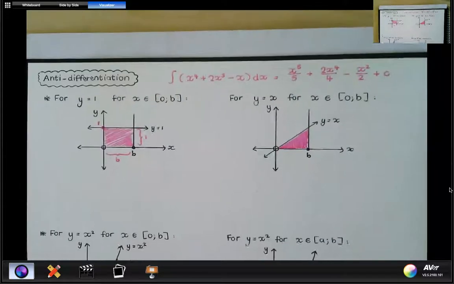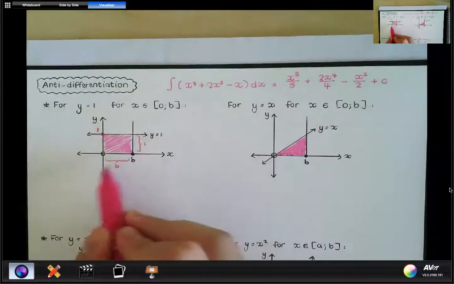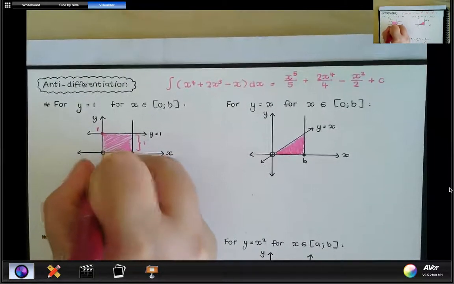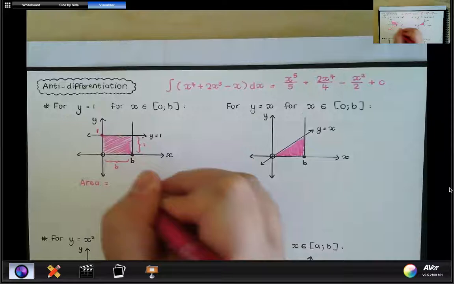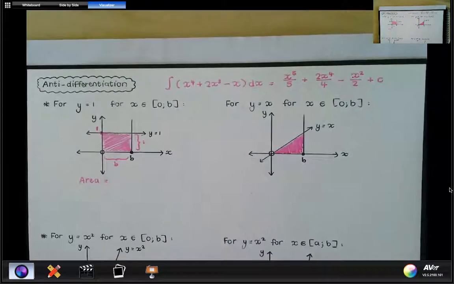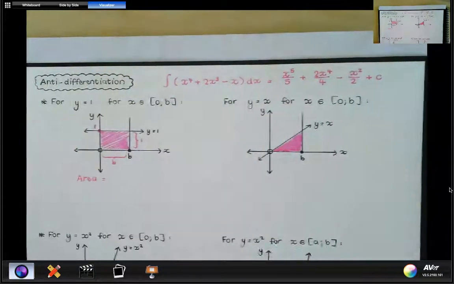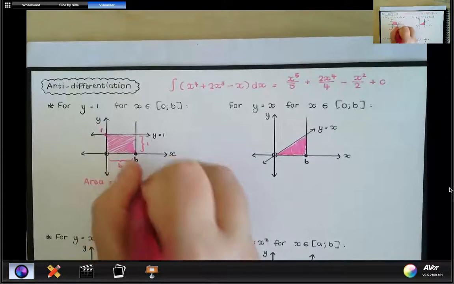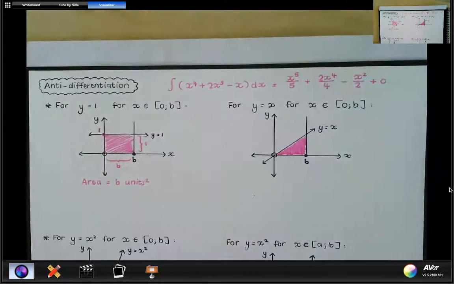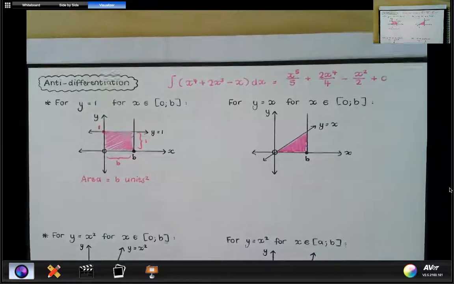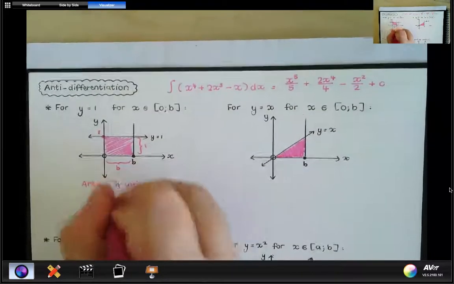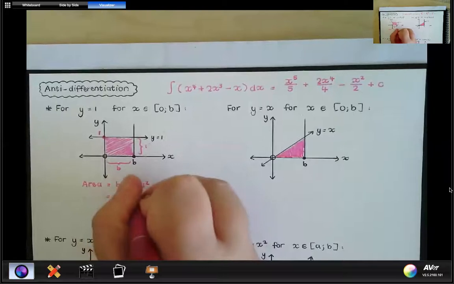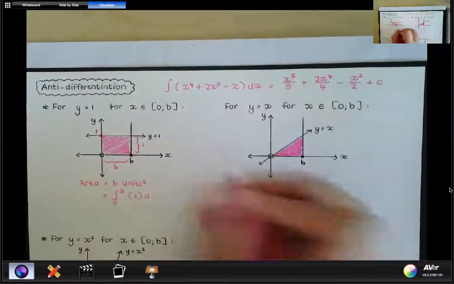So what would the area be here? Length times breadth, b times 1. So the area would actually be, sorry, I said 1. B times 1 is not 1. B times 1 is b units squared. But you also could have just used integration for that. So you could have said it is equal to the integral from 0 to b of 1 dx.